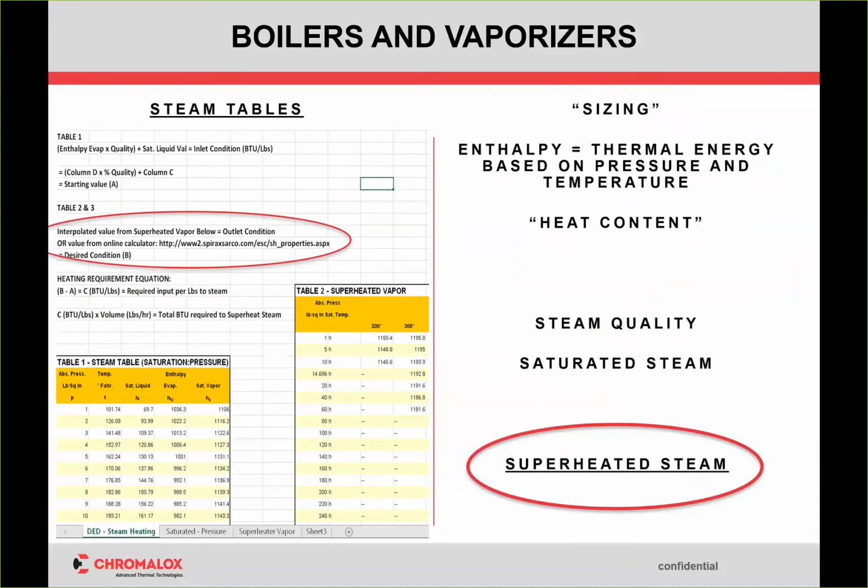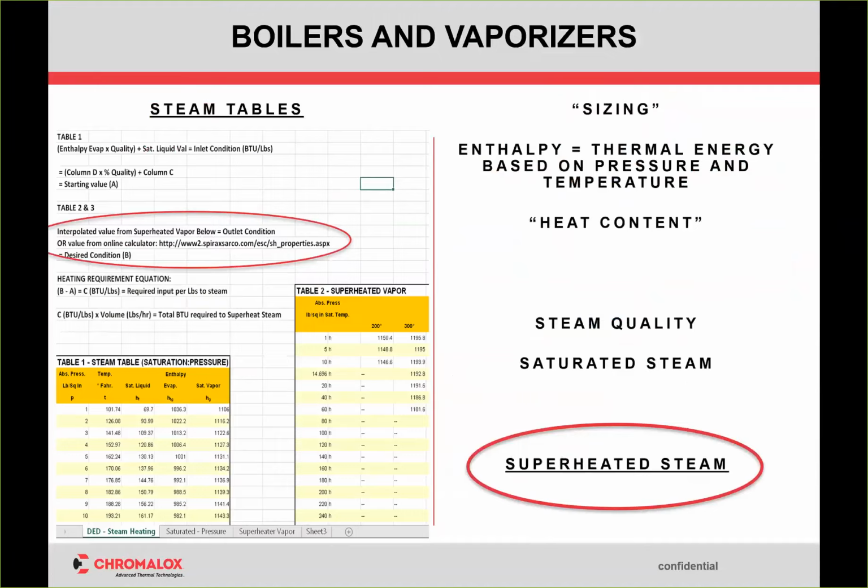Let's talk enthalpy. That's the thermal energy based on pressure and temperature. This is specific to steam and steam tables. Now, steam tables, it's the same value for steam. It's based on temperature and pressure, but it's basically the heat content that steam has to give off. And along the way, as losses happen, that's where you come into the story.